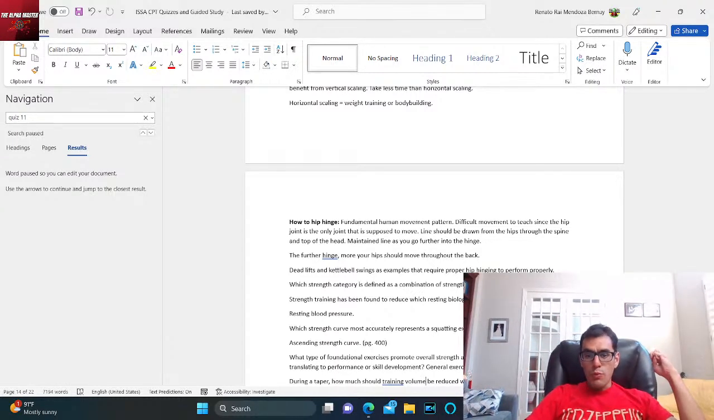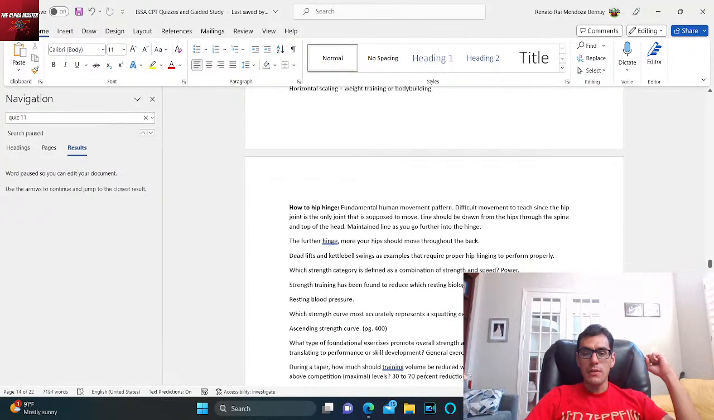Going to be general exercises. During a taper, how much should training volume be reduced while exercise intensity remains at or above competition maximum level? 30 to 70% reduction in training volume.